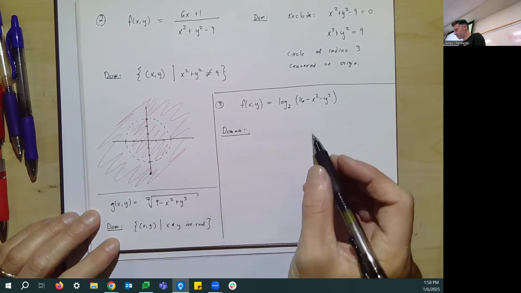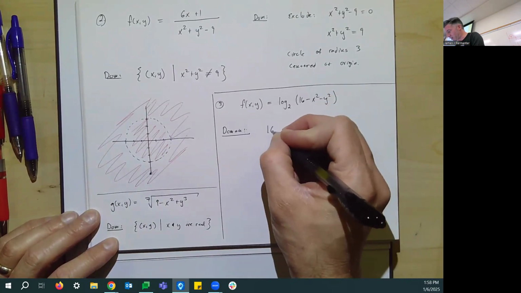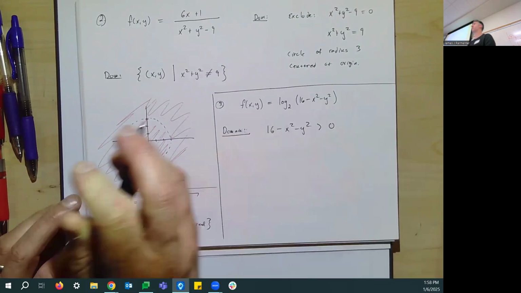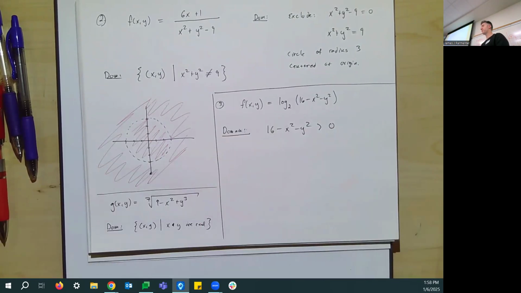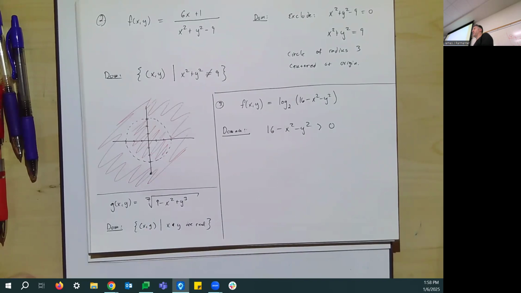Back to this though. For logarithmic functions, the argument or the insides have to be strictly greater than 0. You can't take a log of 0. You can't take the log of a negative number. Because you're saying 2 to some power would be equal to that 0 or that negative number, and there's no such real number that exists. 2 to the anything is always positive. So it can't be 0, it can't be negative.